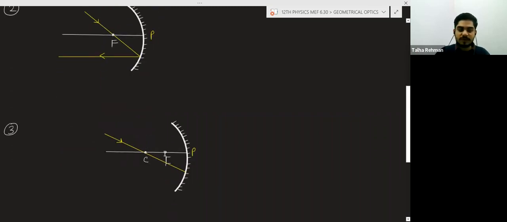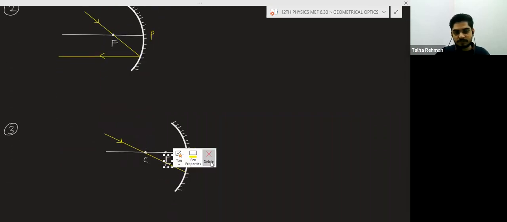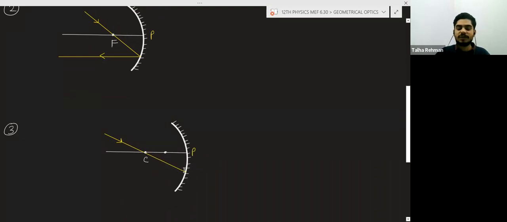Center of curvature, after reflection, a ray of light passing from the center of curvature, after reflection from the mirror, will retrace its path. And if someone is asking the reason why it retraces its path, you can say that when you draw the normal for this, the normal will also pass from the center of curvature, because in spherical mirrors, the normal always passes from the center of curvature. At the start of the lecture I told you.